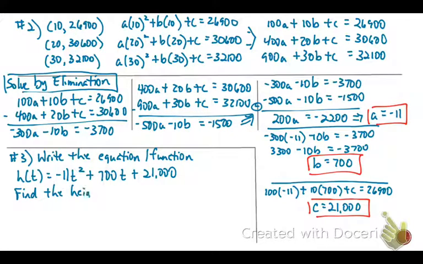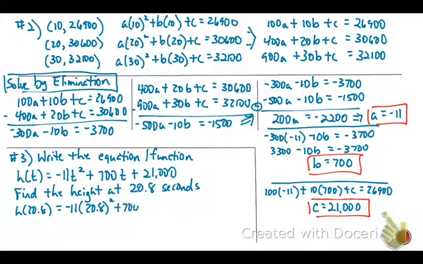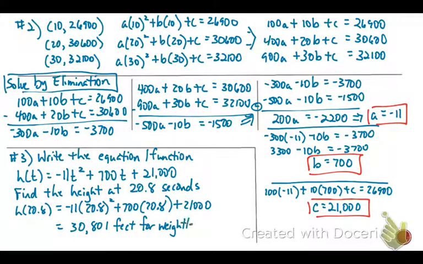Now, if you remember, the question asked you to find the height at which weightlessness occurred. That was after 20.8 seconds. So we just need to take the equation that we just wrote and plug in 20.8 for t. When you do the math, you'll find that the height is about 30,801 feet when people start to feel the weightlessness.